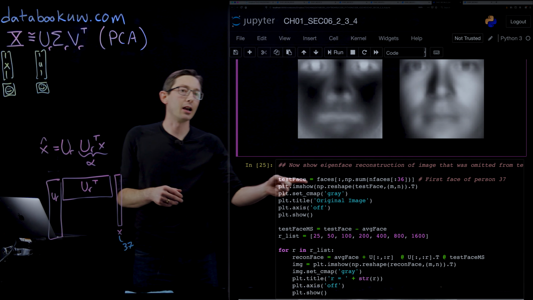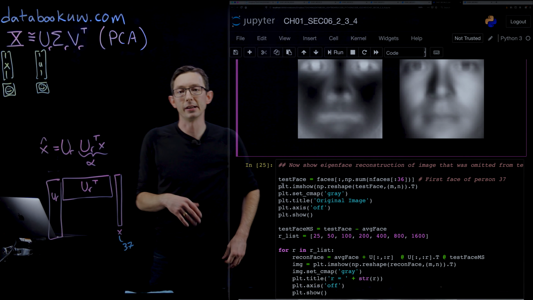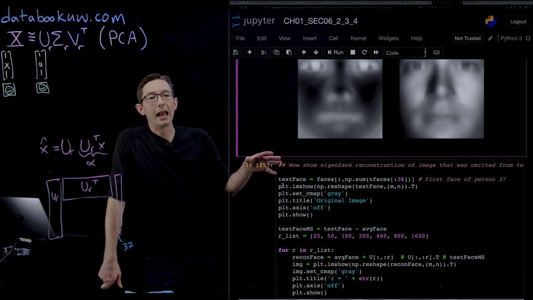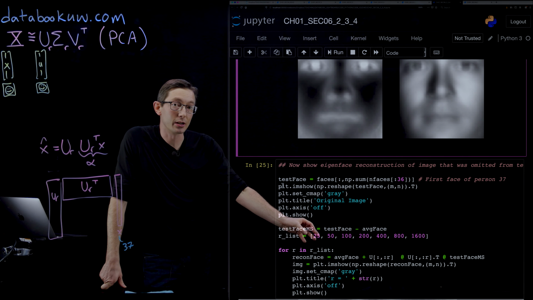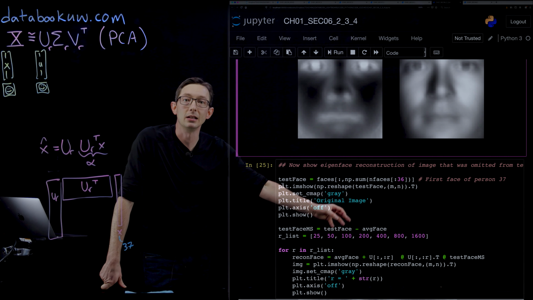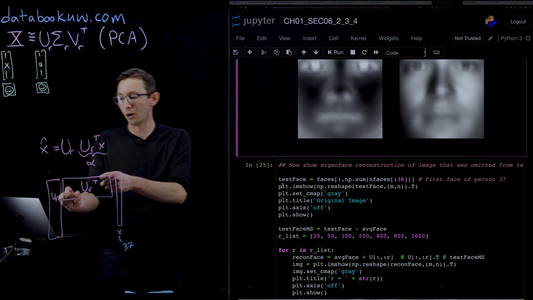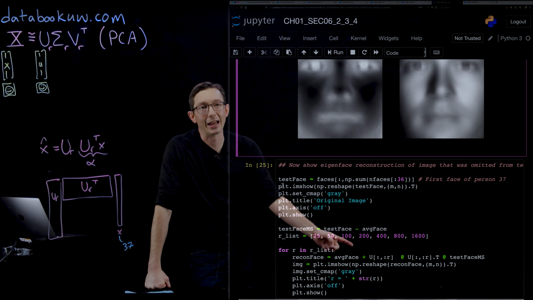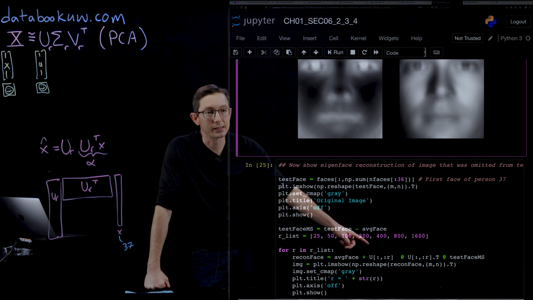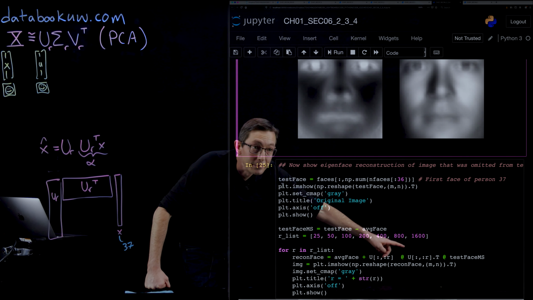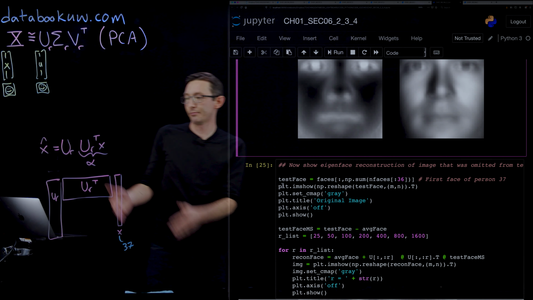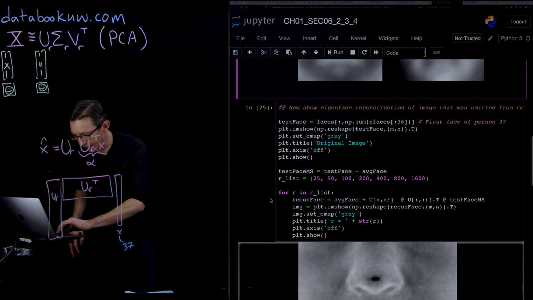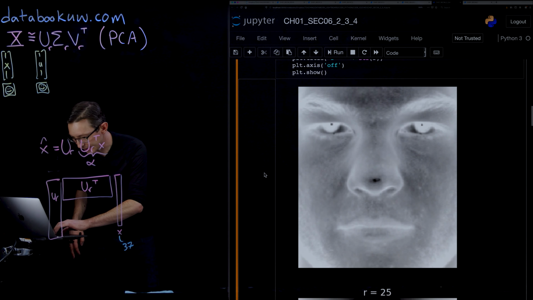Basically I'm going to take a new face from person 37. This index starts at 0, so this is the 37th person. And what I'm going to do is I'm going to build up a reconstruction of his face using the first 25 or 50 or 100 and so on modes. So r is going to vary. And the reconstructed face is super simple. It's just I have to add back the average face plus U sub r times U sub r transpose times my test face. This thing right here. Okay? And if I do that, what you find is, let me see here.